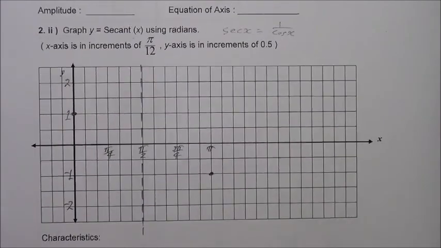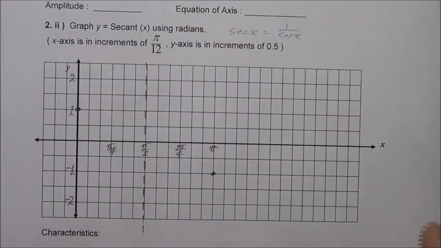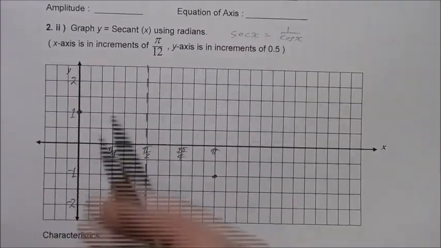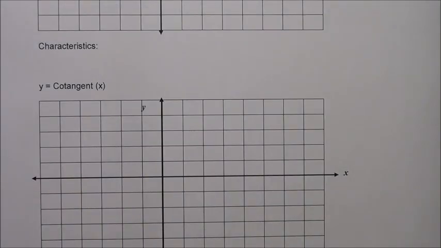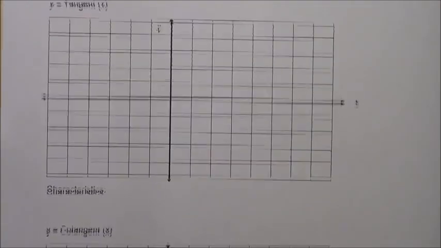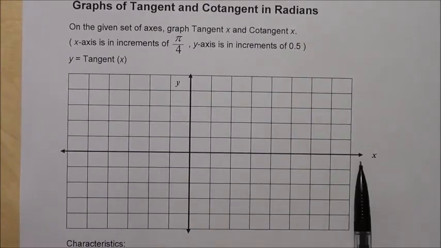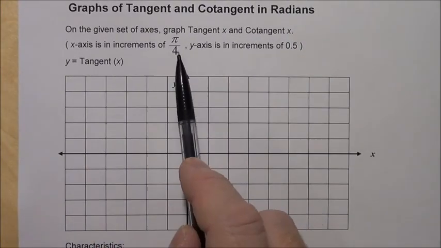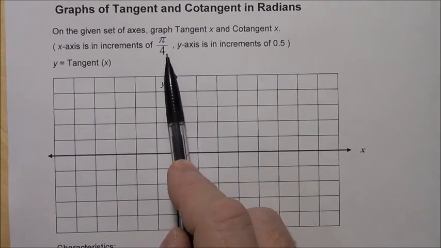Again, just continue plotting those points and setting those things up, please, and draw the smooth curves as you see them. And then we move on to tangent. Now in this case, the increments for the x-axis are pi by 4.